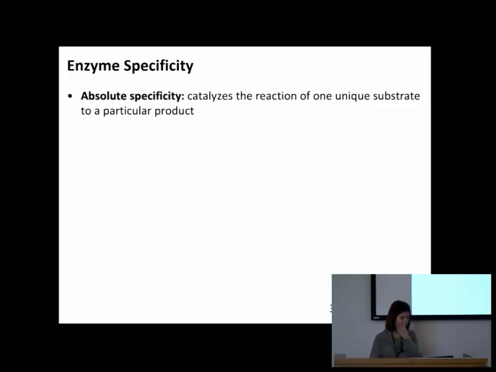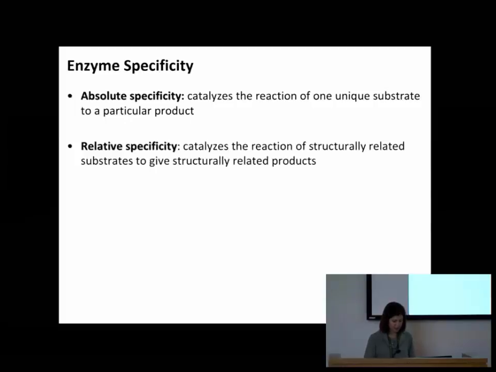You can have relative specificity, where you have a more flexible active site. You have more of an induced fit. It's like chymotrypsin, which we just took a look at. The amino acid that fits in that hydrophobic pocket can be phenylalanine or tyrosine. So that's relative specificity. You can take a couple.